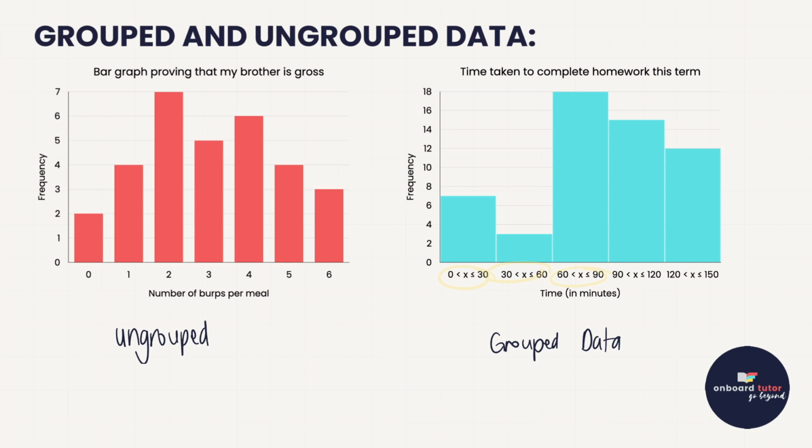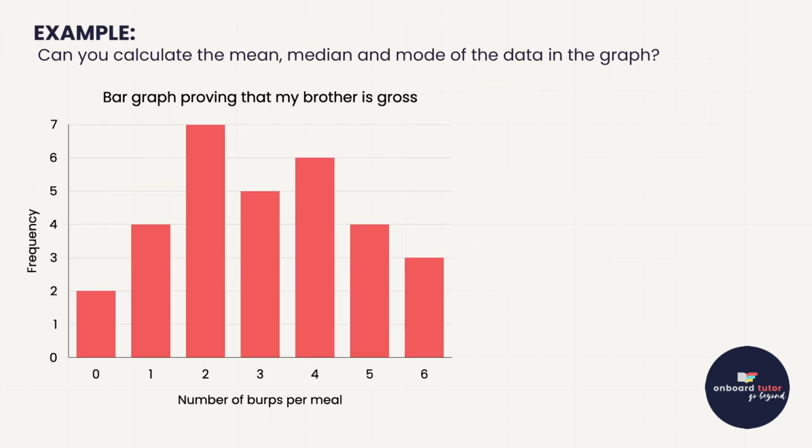Okay, we are going to be expected to know how to work out the mean, median, and mode of both of these types of data, but it is important to know the difference so that you use the right formula when the time comes. Let's end this video with a bit of a challenge. It says here, can you calculate the mean, median, and mode of the data in the graph?